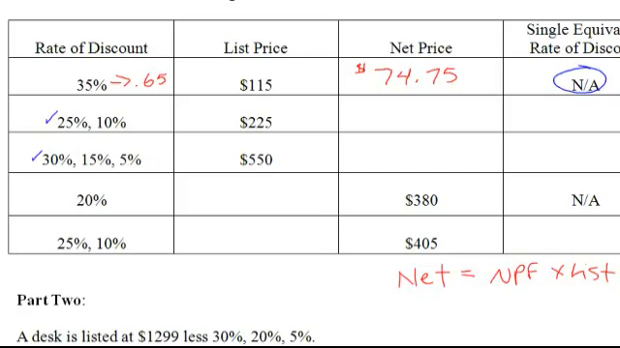Okay, same idea with the second one, right? I just need to find the NPFs of these discount rates. So this one's 0.75, and this one here is 0.9. And if I multiply 0.75 and 0.9, I multiply that to this list price right here, I should get $151.88.